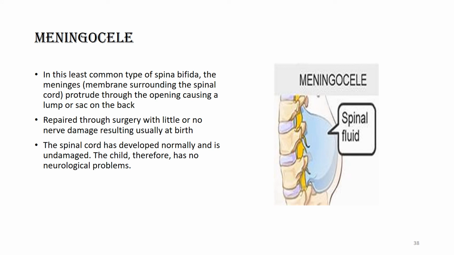Meningocele is the second one that's not as common and it's not as serious. So there's a protrusion through the opening of the spine, and it causes a little sac on their back. They're usually repaired through surgery, and there's no nerve damage, and the child develops normally, and there's no other neurological or orthopedic problems.